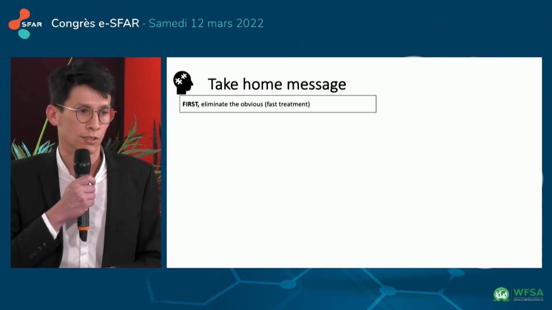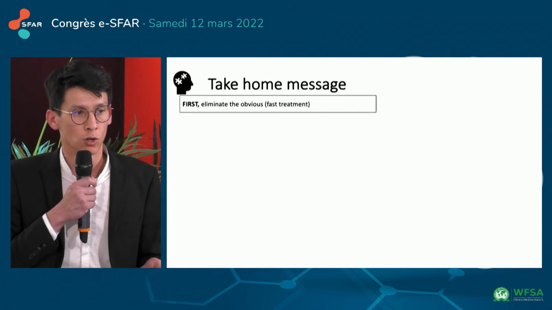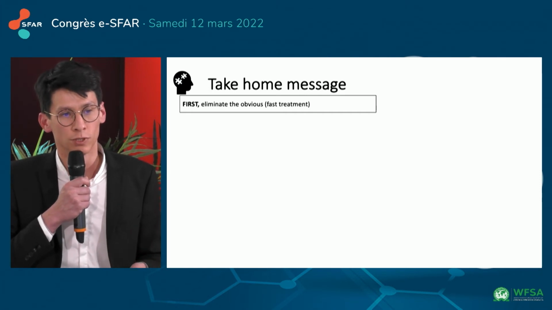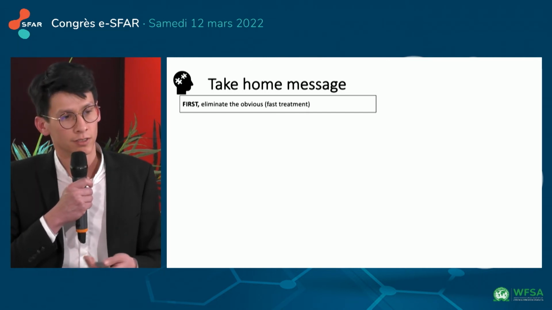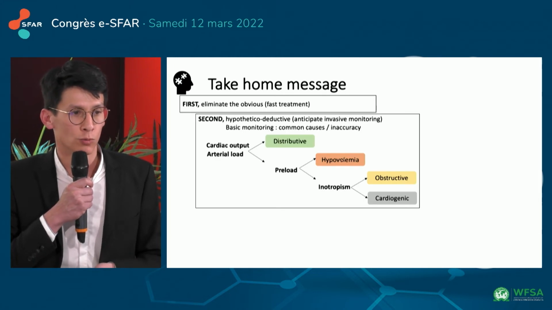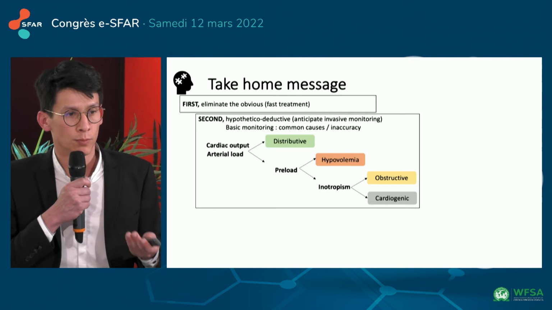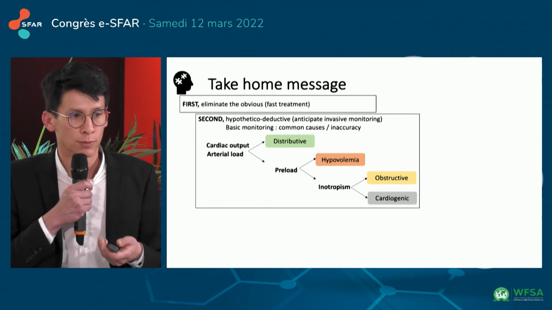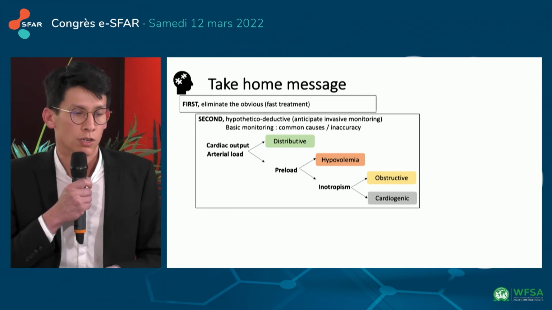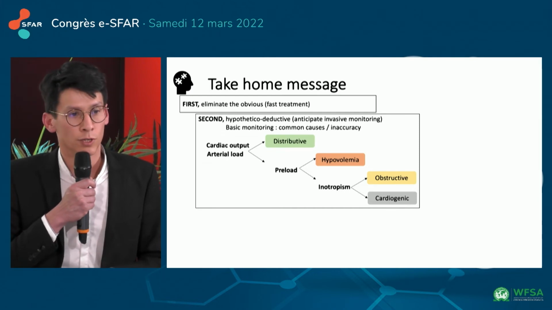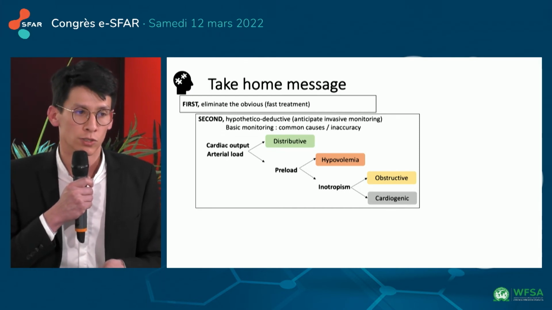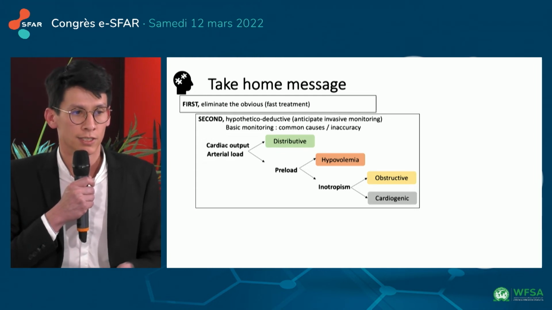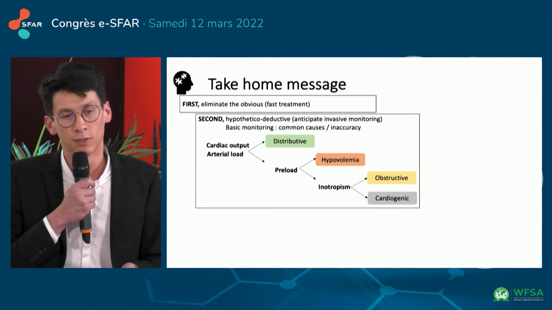So here is the conclusion. When facing hypotension in the operating room, first you need to eliminate the obvious and apply pattern recognition in order to treat early the obvious causes. Second, if you're unable to make a fast diagnosis, you need to switch to hypothetico-deductive reasoning. And what you need to keep in mind is that if your patient only has basic monitoring, you will only be able to diagnose the common causes of shock, which are hypovolemia and distributive shock, and that the indices you would use are partly inaccurate. So you need to anticipate invasive monitoring in patients that are at high risk of developing perioperative hypotension.